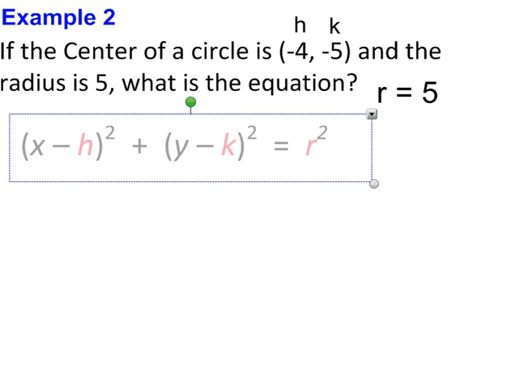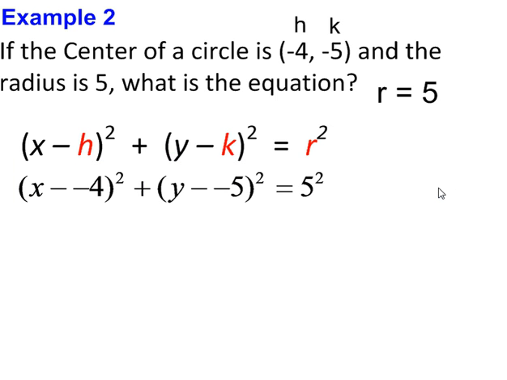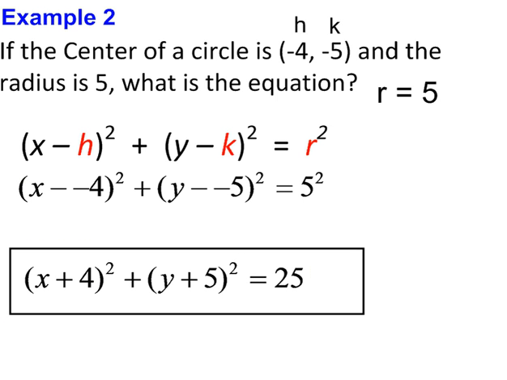We're going to write the equation of the circle. We're going to substitute now. So we get that. Now we're going to simplify the signs and r squared. When we do that, we get the following. So this is our final answer.